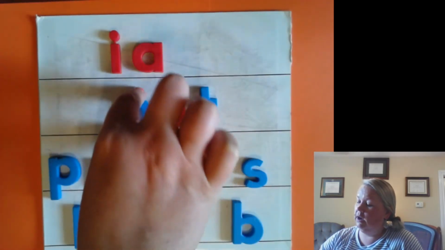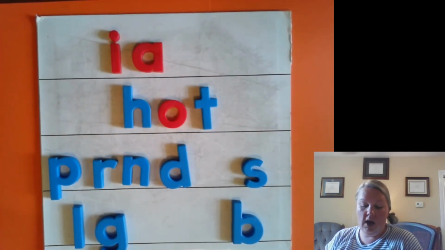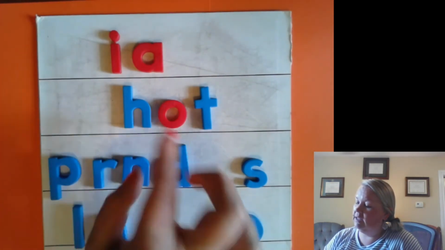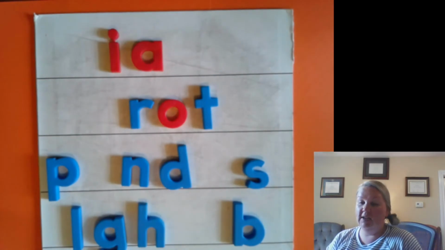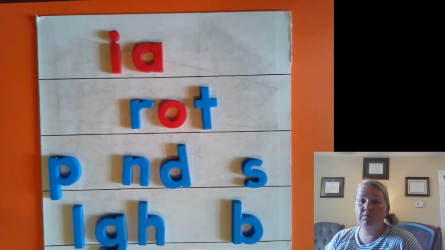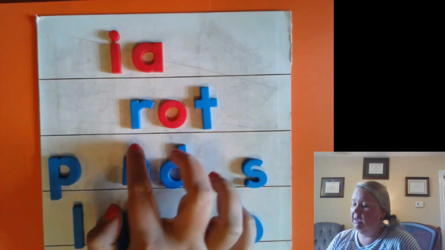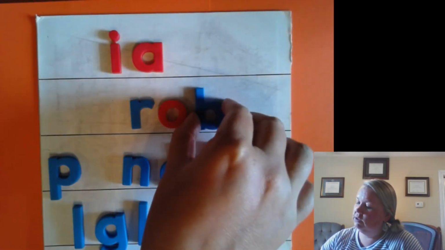Hot. All right, so I need to change the beginning sound again from n to h. I want us to change this word hot to rot. Rot. So again, I'm going to change the beginning sound and make the word rot. Right, I want you to change this word rot to the word rob. Rob. Which place am I going to change? Beginning, middle, or end? Yes, so I'm going to change the ending sound from a t to a b to make the word rob.